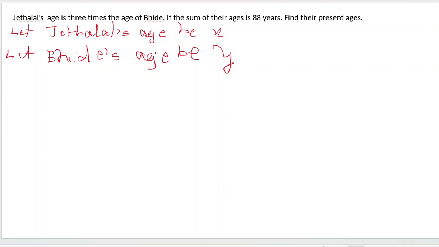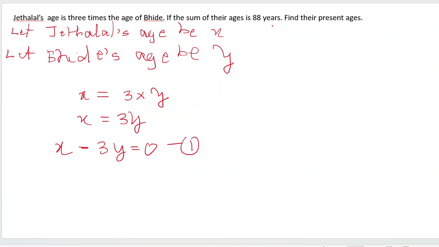Jetalal's age is 3 times the age of Bide, so we get X is equal to 3y. Therefore we get X minus 3y equal to 0, bringing the 3y to this side. We call this equation 1. Now the other part says the sum of the ages is 88, so we say X plus y is equal to 88, and this becomes equation 2.